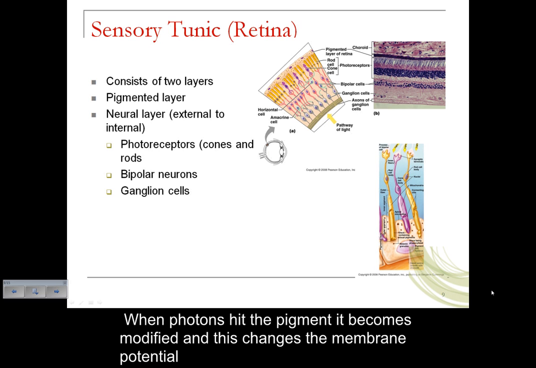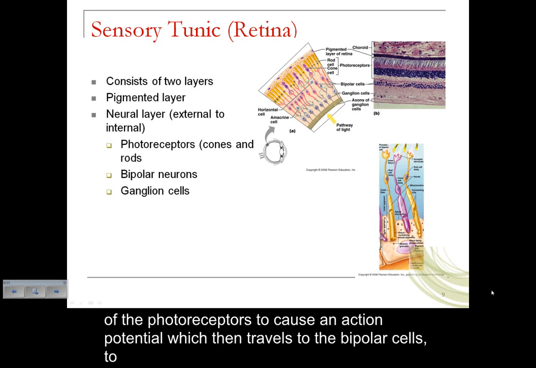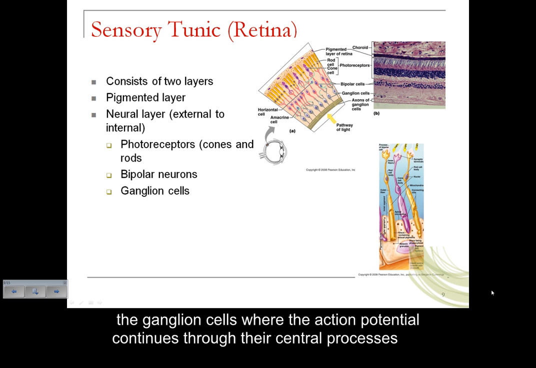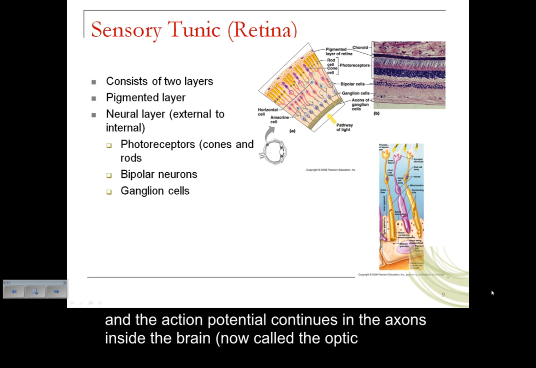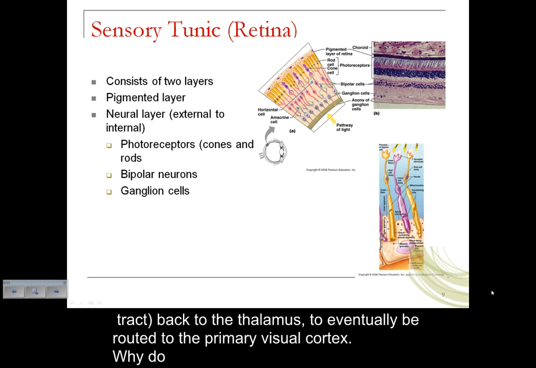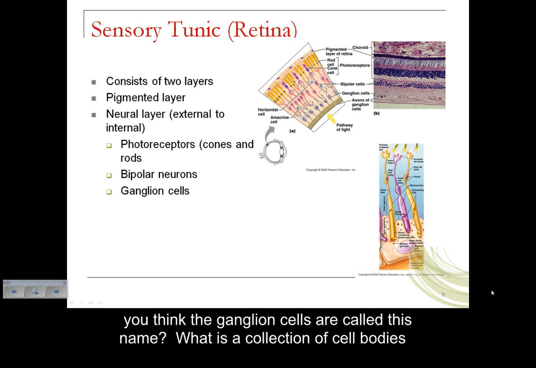When photons hit the pigment, it becomes modified, and this changes the membrane potential of the photoreceptors to cause an action potential, which then travels to the bipolar cells, to the ganglion cells, where the action potential continues through their central processes, the optic nerve, to the optic chiasm, where hemidecussation occurs, to be explained later. And the action potential continues in the axons inside the brain, now called the optic tract, back to the thalamus, to eventually be routed to the primary visual cortex.